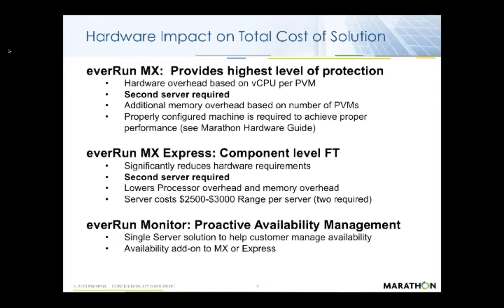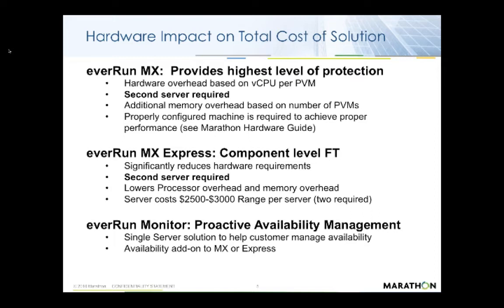This is not a bad thing. It's simply the way it is. So if you want that level of protection, you need to have it in the budget to size the servers to provide you with that level of protection and the level of performance that's required. Obviously, a second server is a requirement for this level of protection. Additional memory based on the number of PVMs is going to be required. Properly configured machines are going to be required to achieve proper performance.